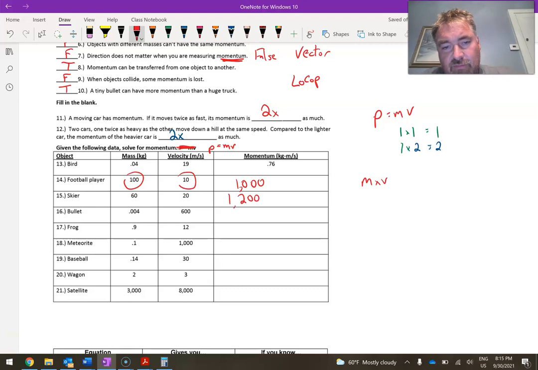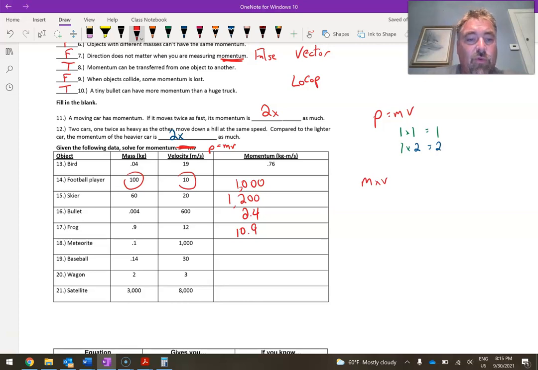So our skier can have more momentum than a football player. Our bullet, with a mass of 0.004 and a velocity of 600, will have a momentum of 2.4 kilogram meters per second. The frog, with a mass of 0.9 times the velocity of 12, will give us 10.9 kilogram meters per second.